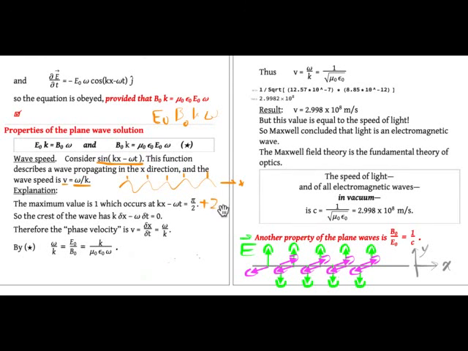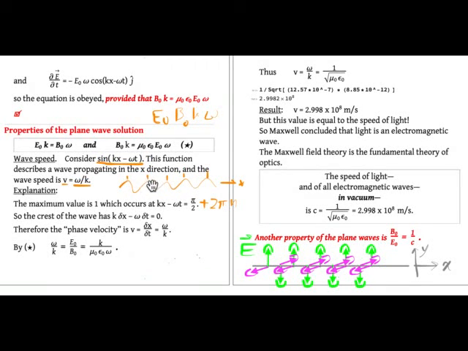They occur at pi over 2 plus integer multiples of 2 pi, because the sine of theta is periodic with period 2 pi. So the sine of theta plus 2 pi is the same as the sine of theta, theta plus 4 pi is the same as the sine of theta, and theta plus 6 pi is the same as the sine of theta.